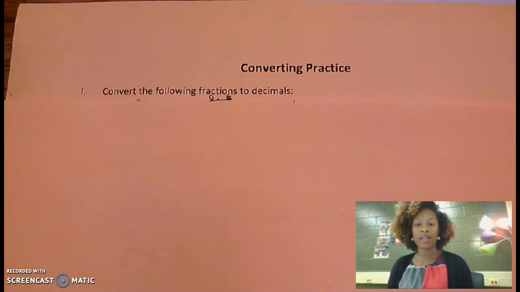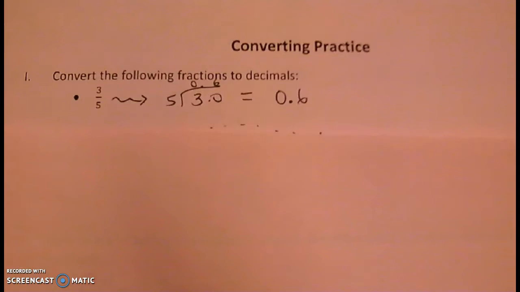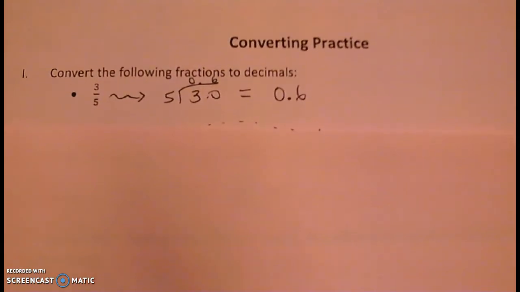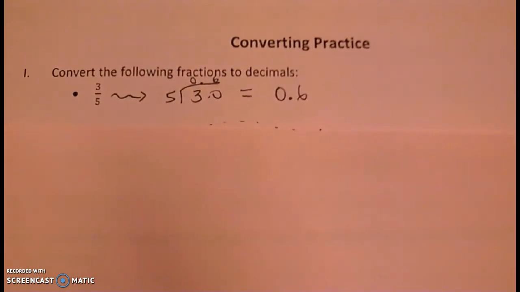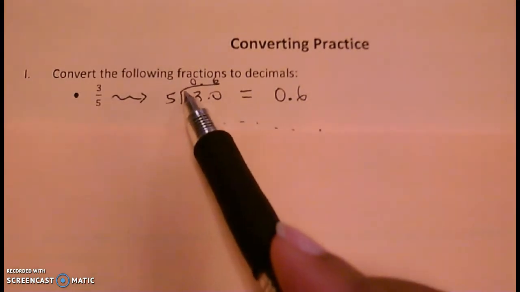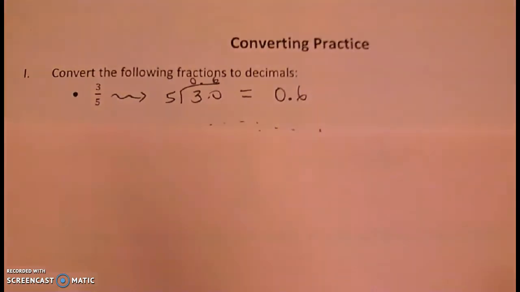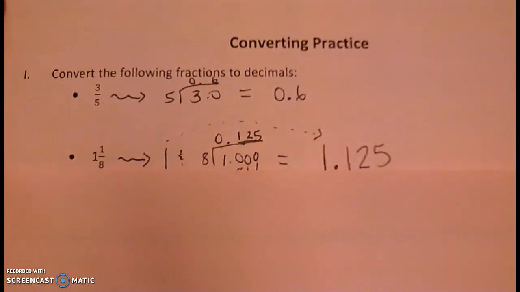Now, for those of you who are ready, we'll get started with going over the answers. For the first problem, I asked you to convert 3/5 to a decimal. I set up my division problem, 3 divided by 5. Once I divided, my answer was 0.6.